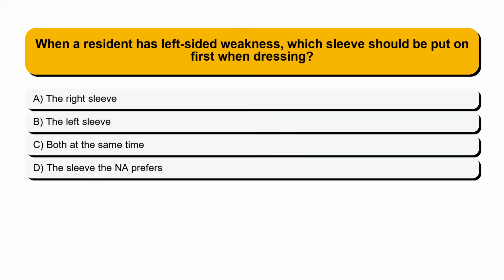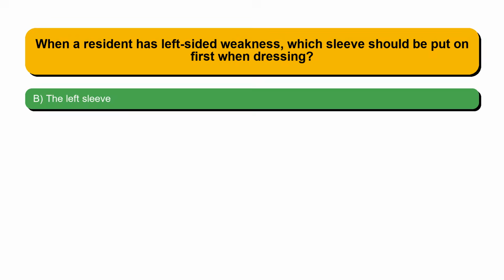Question 73. When a resident has left-sided weakness, which sleeve should be put on first when dressing? Option A, the right sleeve. Option B, the left sleeve. Option C, both at the same time. Option D, the sleeve the NA prefers. The correct answer is option B, the left sleeve.